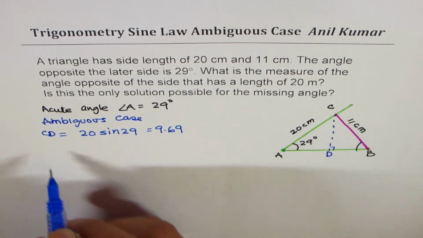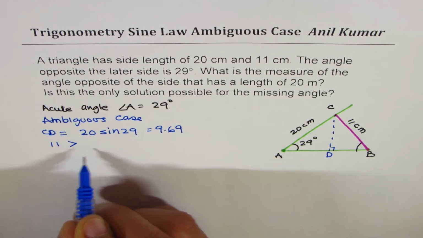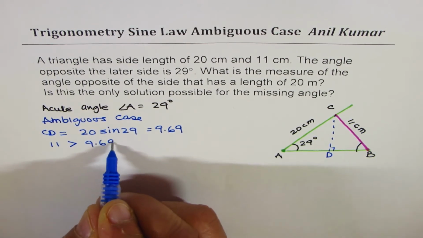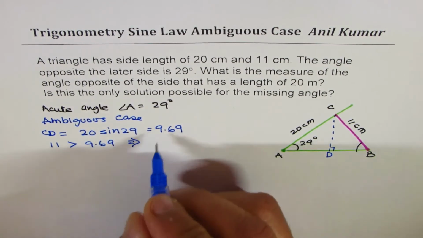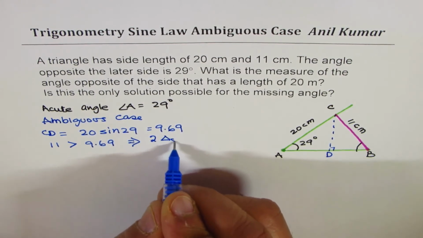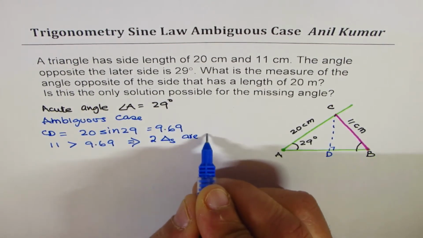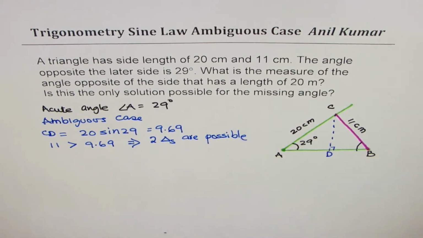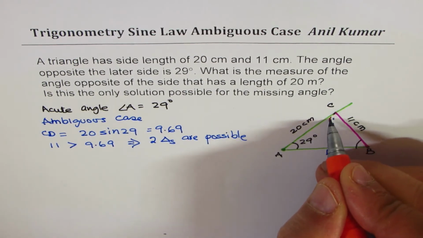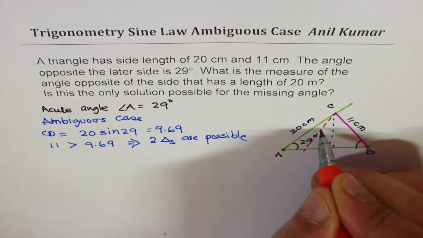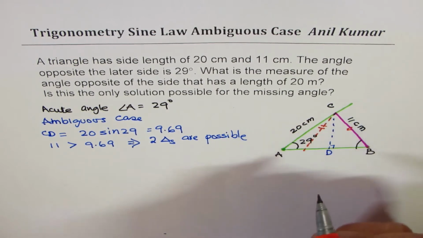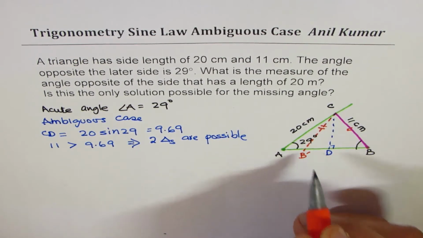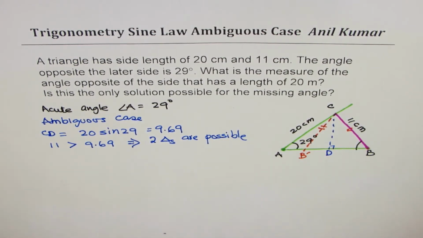Clearly, 11 centimeters is greater than 9.69. So that implies we can have two triangles. Let me sketch the other triangle also. We could have another triangle which could look like this, where these two sides are 11. I'll call this B dash. So as you can clearly see, we do have two solutions here.